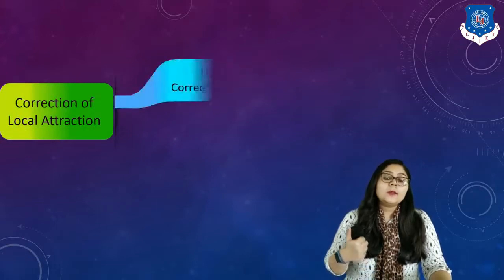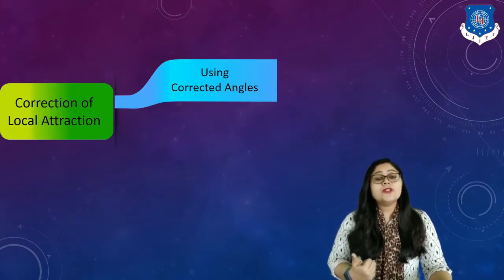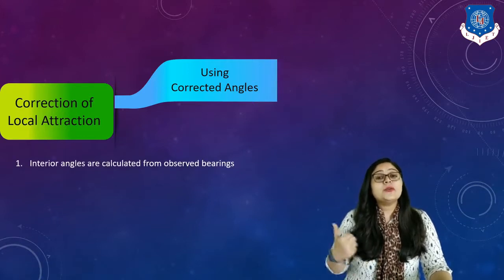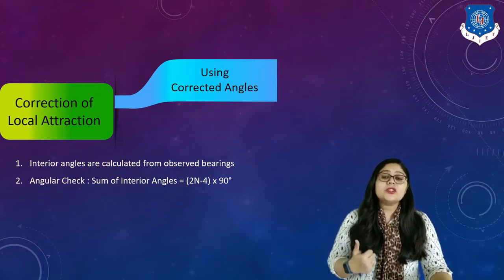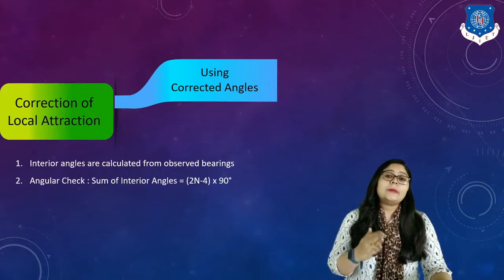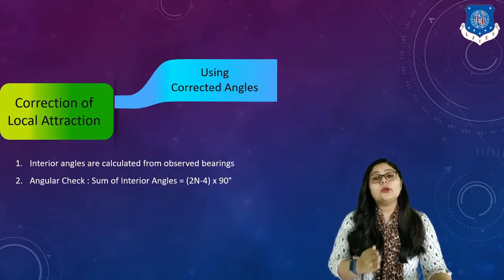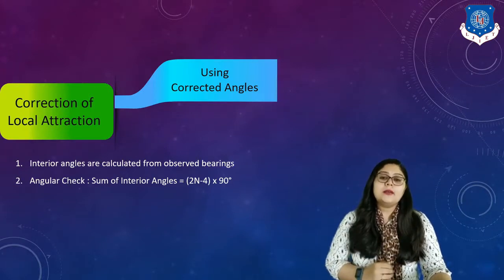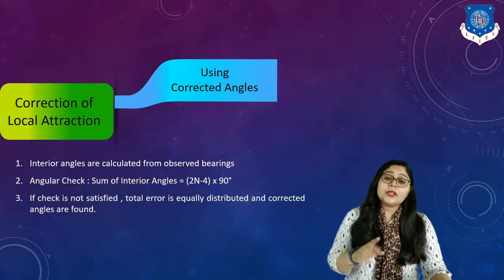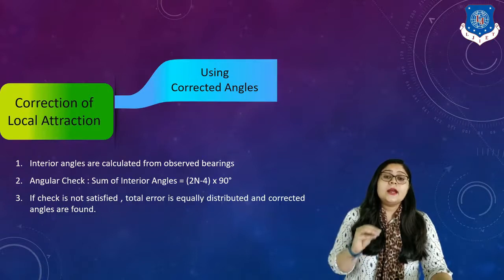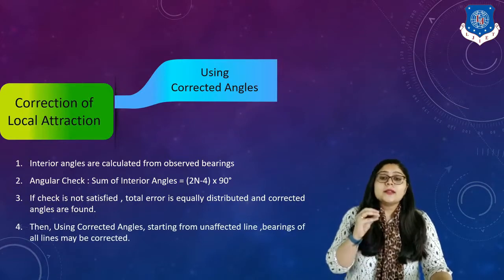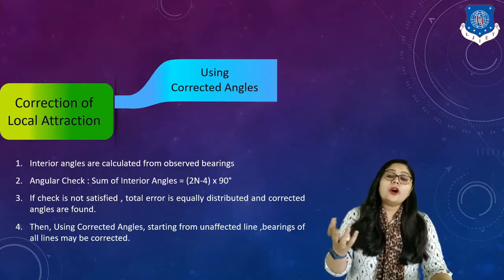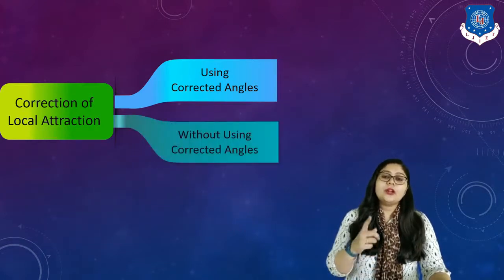For correction of local attraction, there are two methods. The first is using corrected angles, in which one should follow different steps. In the first step, the interior angles are calculated from observed bearings. Then, for the angular check, the sum of the interior angles can be checked through the equation (2n minus 4) into 90, which should equal the sum of the angles that you have calculated. Then if the check is not satisfied, the total error is equally distributed and corrected angles are found. Then, using corrected angles, starting from the unaffected line, the bearings of all lines can be corrected. So this is the method for corrected angles.